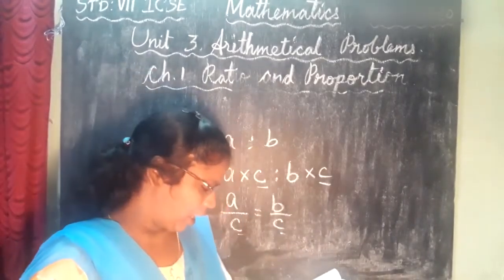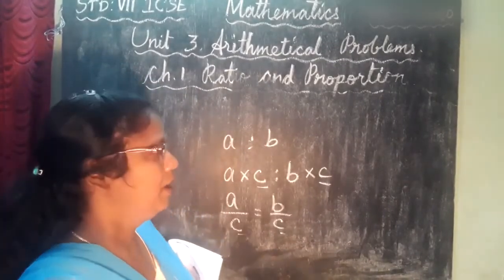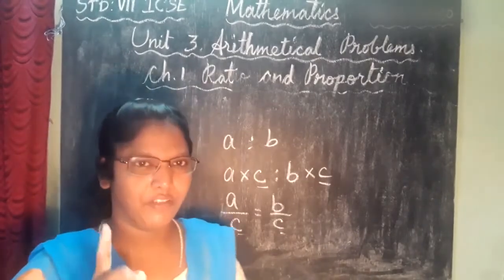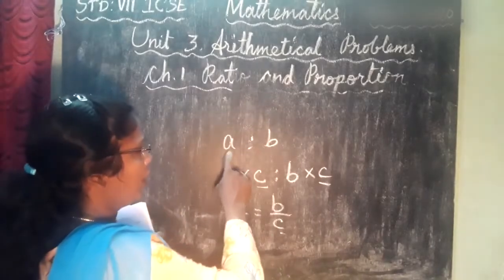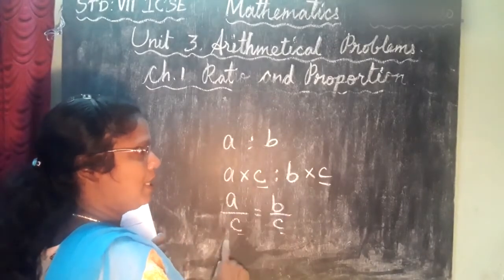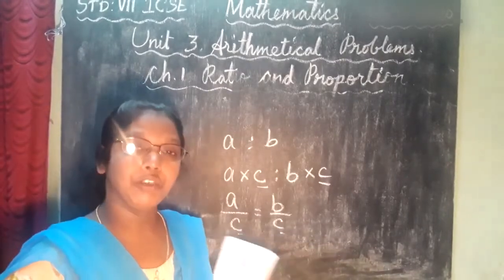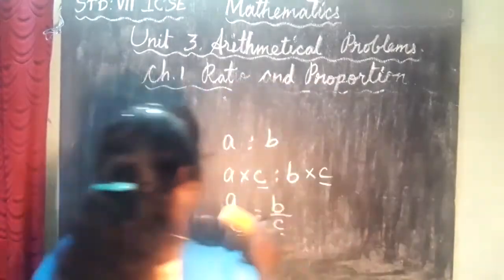Third one, a ratio should be expressed in the lowest form. Mainly three things we should remember. First one, a ratio doesn't have any unit. The second one, the ratio can be multiplied or divided by the same number. Third one, a ratio should be expressed in the lowest form.